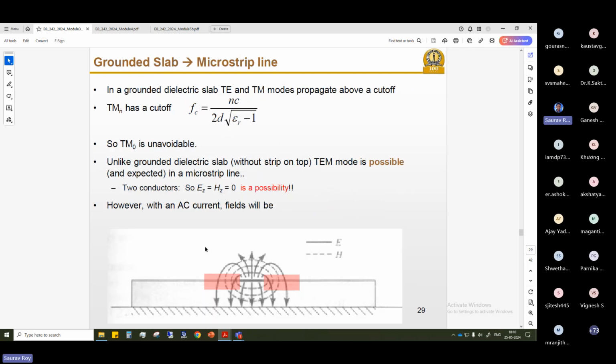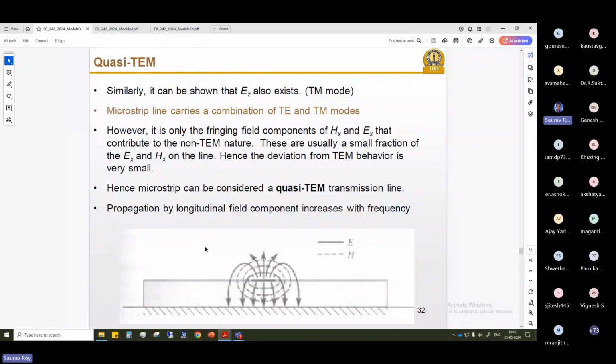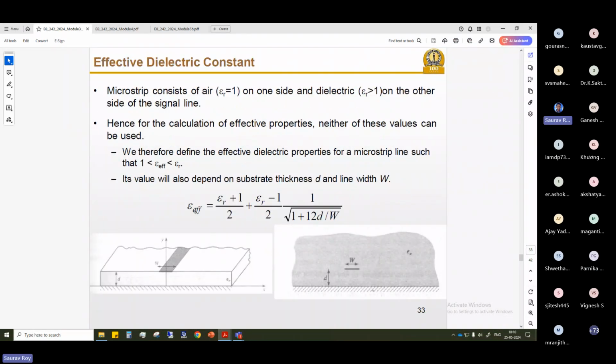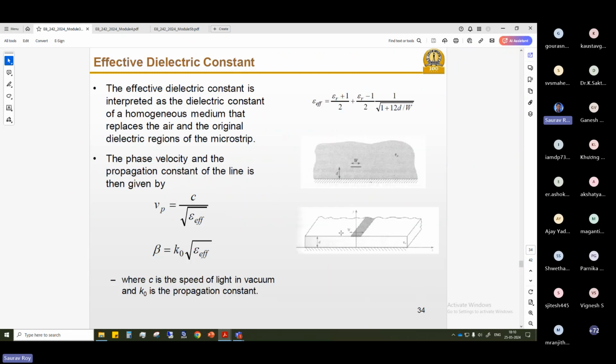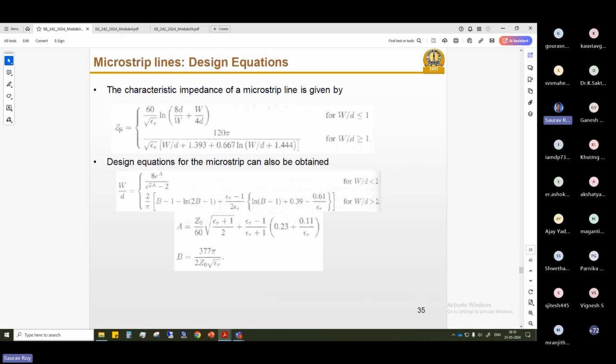Yeah, see, if you see the formulas here, the epsilon effective depends on the W here, so that will be affected. More than that, the characteristic impedance of the microstrip line, Z naught, depends on the D by W ratio. D is the substrate height and W is the width of the microstrip line. So basically, in most cases we want a 50 ohm line, right?